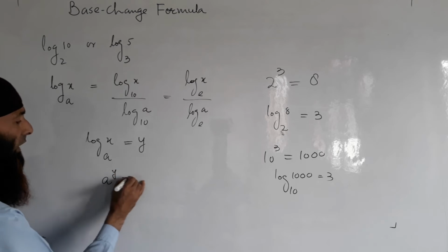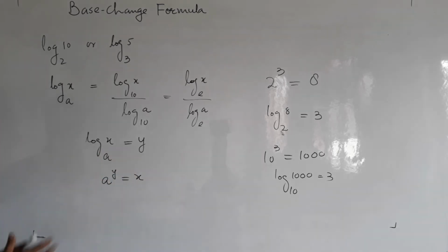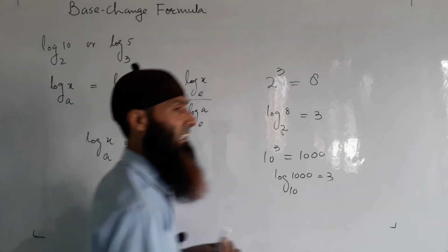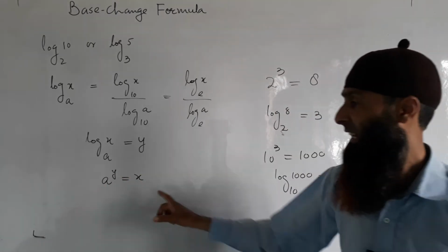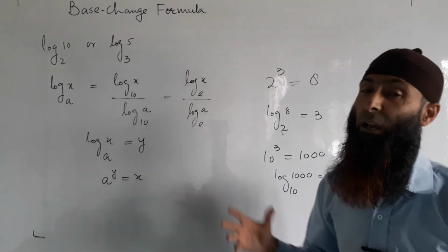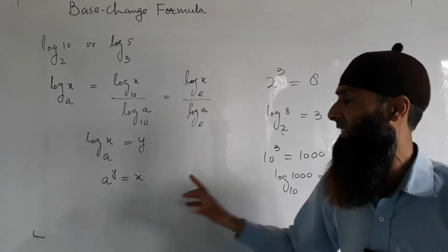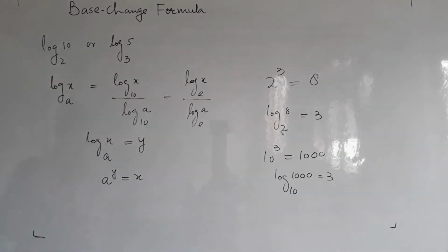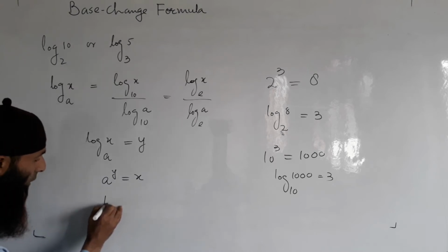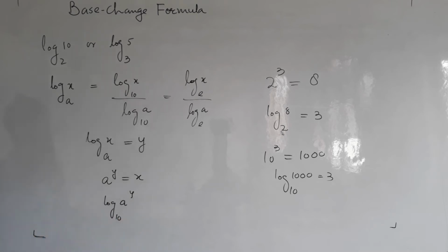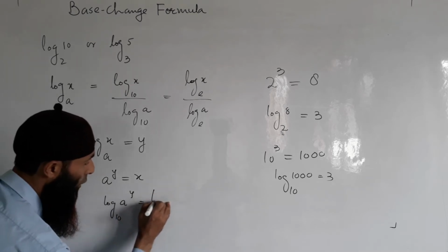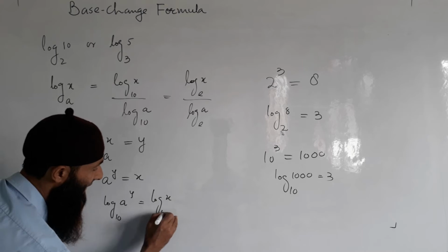A to the power y is equal to x. Okay, let's now take logarithm on both sides of this equation, but here we'll use the base 10. Apply logs on both sides, but only to the base 10. So this will be logarithm of a to the power y with the base 10 is equal to logarithm of x with the base 10.